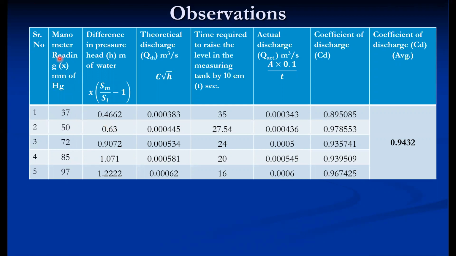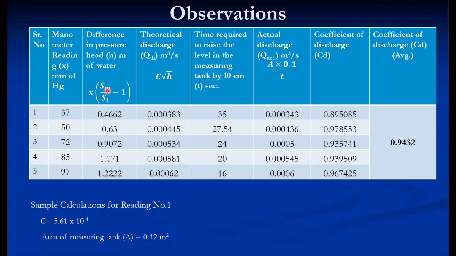With the help of this deflection, we can calculate the difference in pressure head H. H is equal to x into (Sm by Sl minus 1), where Sm is the specific gravity of the manometric fluid, in this case mercury. For sample reading 1, the Cd value is known to us, and the area of the measuring tank is required.